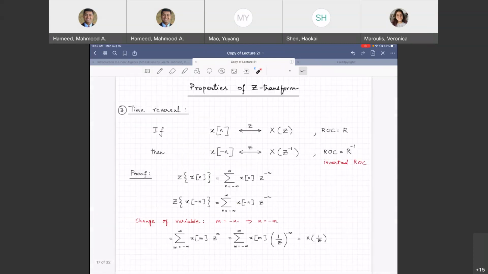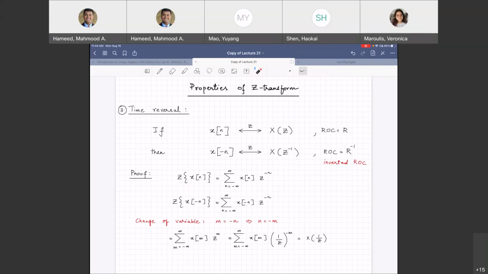All right, the next property that we are looking at is the time reversal property. If you flip the signal in the time domain, the z transform of the signal will now be the same function, but all the z's will be replaced with z inverse. Right? You just need to take all the z's and substitute z inverse for that. That's it. How about the region of convergence? Well, if the region of convergence was, say, outside of the unit circle, now it will be inside of the unit circle. Right? It will just flip. So the inverted ROC.